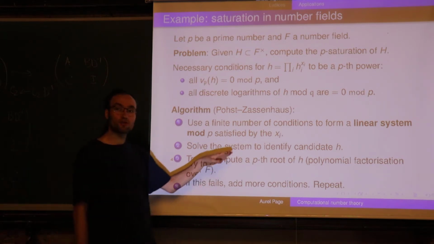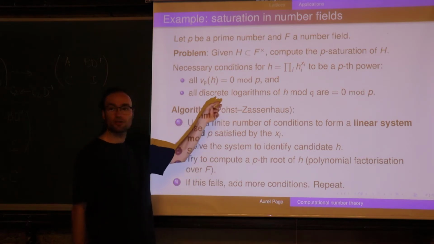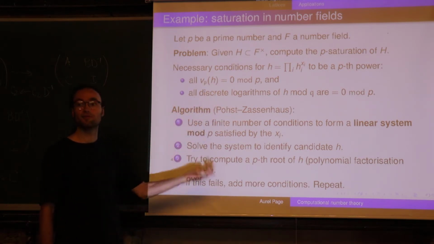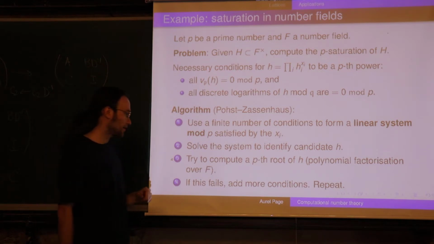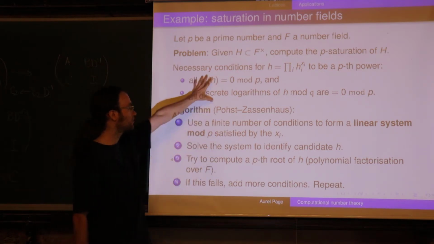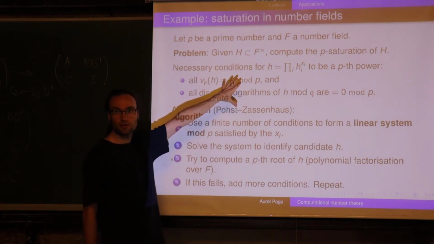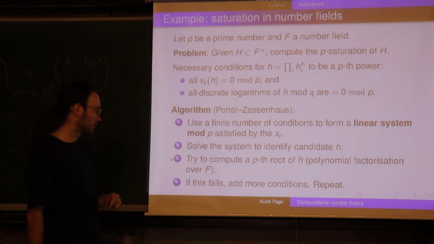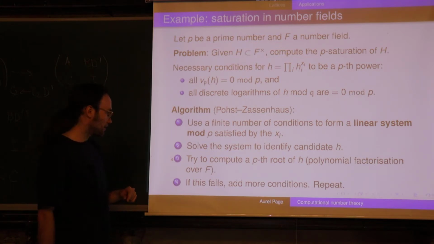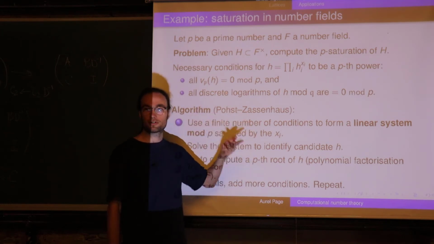If it fails, if you don't find a p-th root, it means you didn't put enough conditions in your system, so you add more conditions. It's actually possible to prove that these conditions, if you were able to put them all, are sufficient for an element to be a p-th power. And then you repeat, because you should extract p-th powers until the group is saturated.